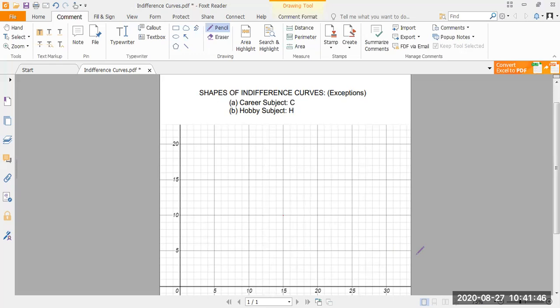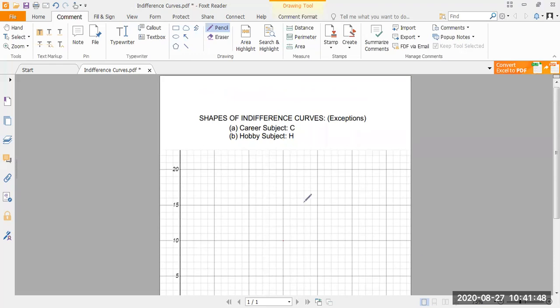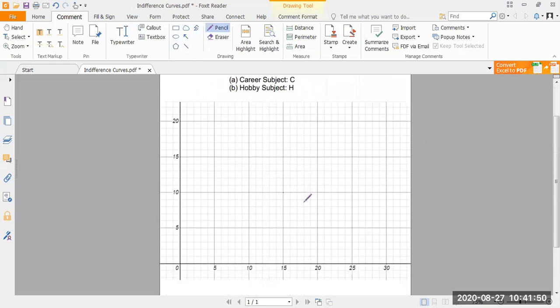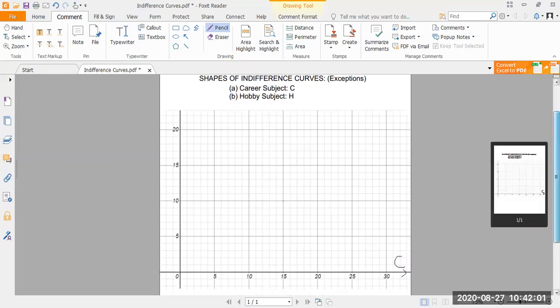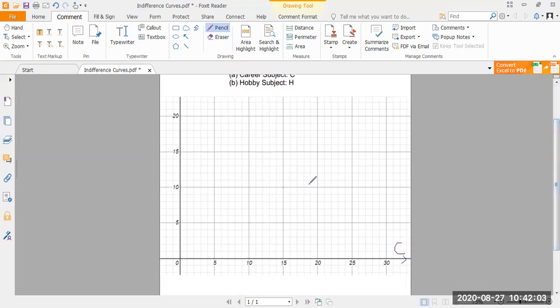So let's say every month you give an examination on these 2 subjects. And what I do is I plot the marks of C, that's my career subject. So I plot the marks of the career subject on my horizontal axis. And I plot the marks of my hobby subject on my vertical axis. So these are the 2 axes that I have on my 2-dimensional plane.